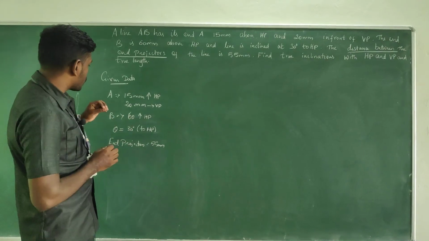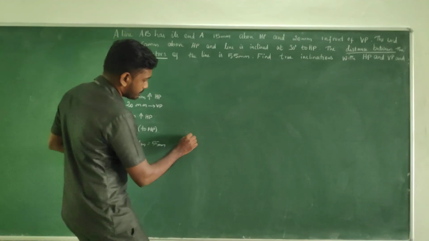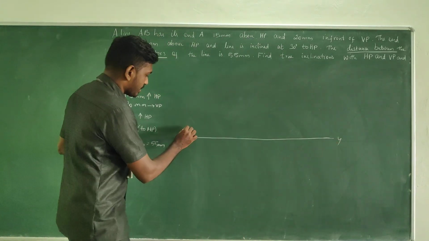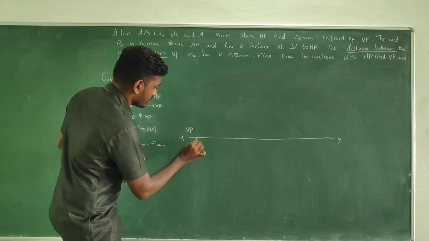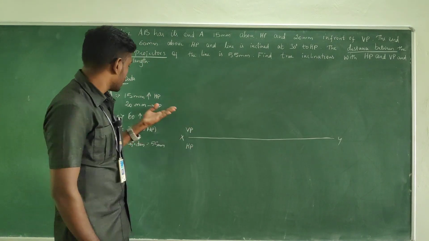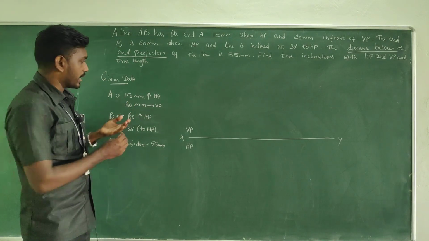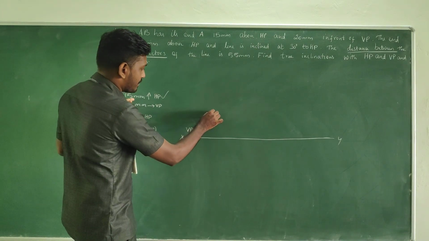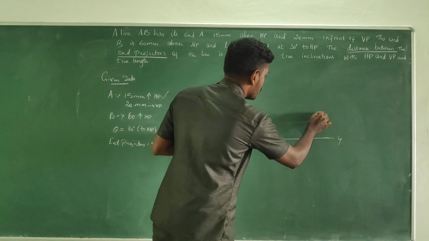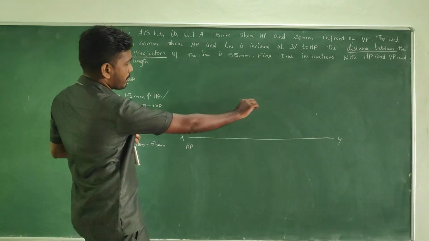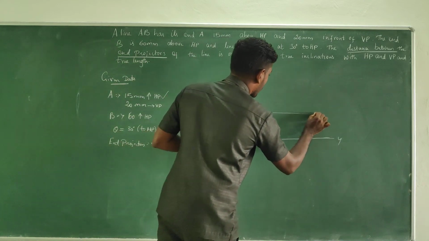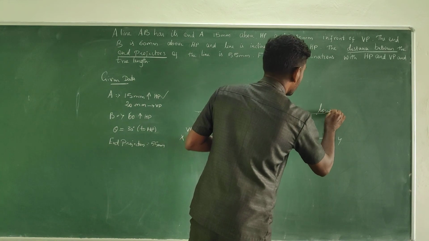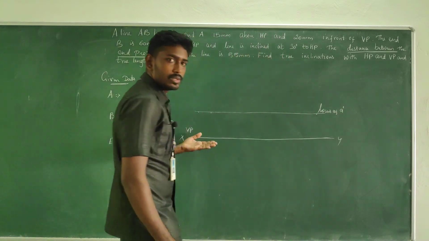First of all, start with the reference line XY. Above the reference line is the VP, below the reference line is the horizontal plane. Next, follow with the locus. A dash is 15 mm above HP, so from the reference line measure 15 mm on both sides and draw a horizontal line passing through those points. This is the locus of A dash.